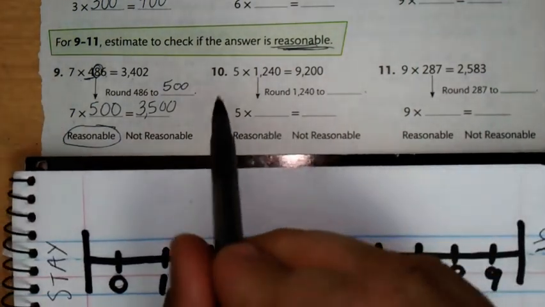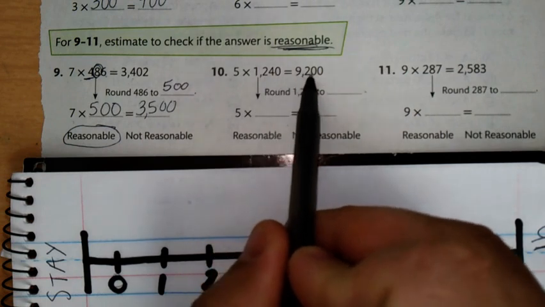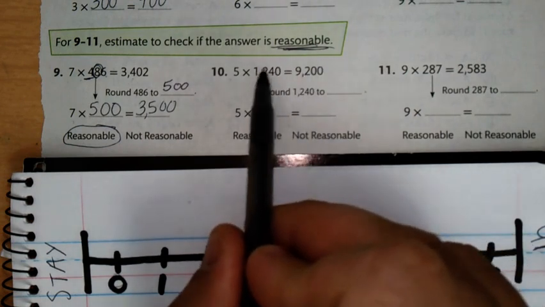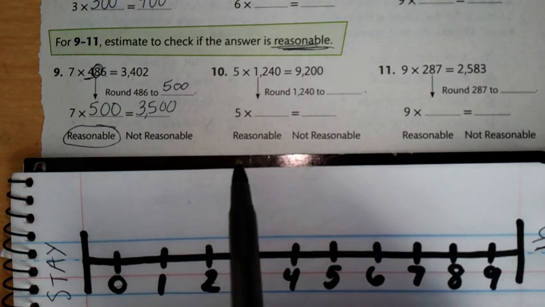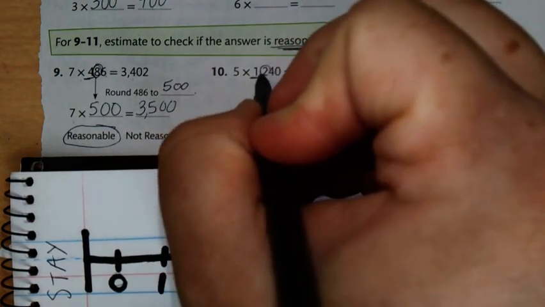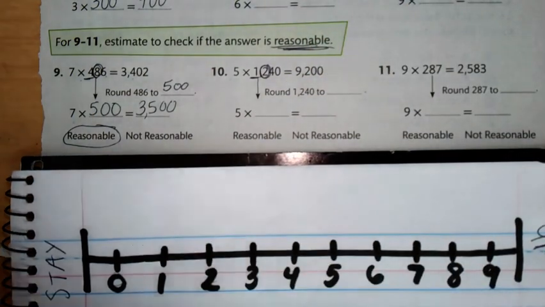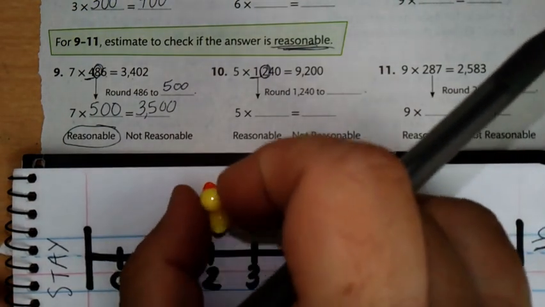Number 15, we've got 5 times 1,240 is 9,200. We're not going to worry about that yet. Let's just do our estimate. Just like always, I'm going to underline the largest place value and circle the number behind it. My bossy number here is going to be my number 2. So here we go, Mr. Ducky. Let's head on over to number 2.